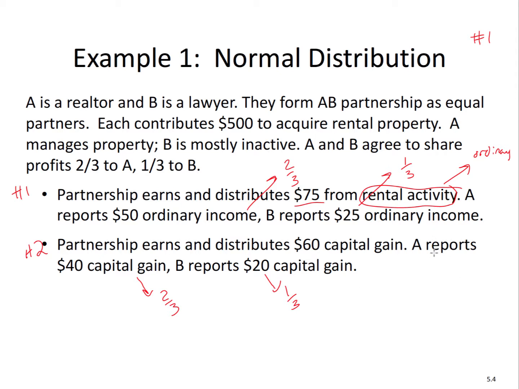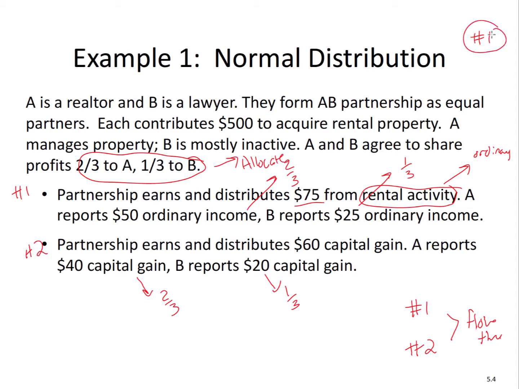So the idea here is that for activity 1 and activity 2, the character flows through. We have a flow through of character using our rules, our profit ratio, which means we allocate. This is the allocation rule. So again, this is the partner's distributive share. Number 1, example, partner's distributive share.